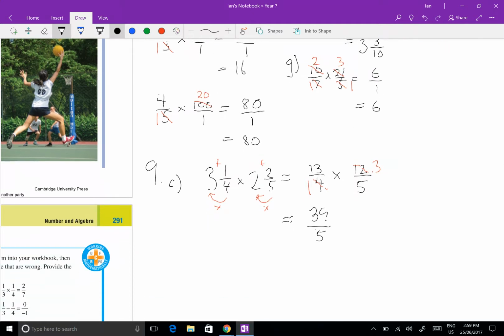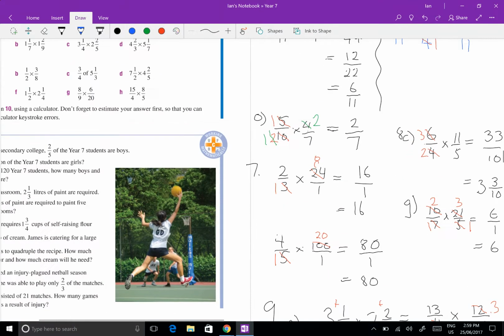Remember, the vinculum, the line between top and the bottom, means divide. So how many times does 5 go into 39? 5 goes into 39 7 times with 4 left over. And when I get my answer, I'm right, but I knew I was right because I knew 3 times 2 is 6, and they were both a bit more. So it could be 6 something, could be 7 something. So at least I knew I was in the right area with my answer. So these are getting a bit harder now.